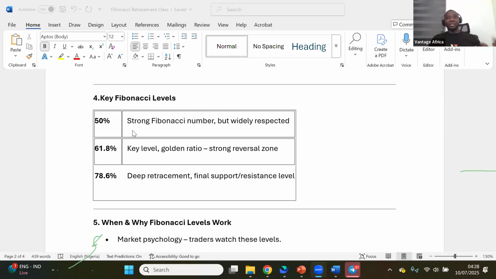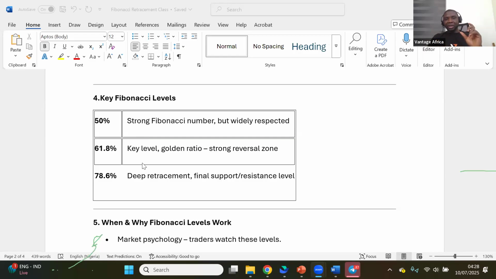Now, it doesn't reverse here all the time, like I mentioned in several instruments. You will see price reverse here somewhere around 70% of the time. For the 50% level, price reverses around it 50% of the time. But for 61.8, around 70% of the time, or a bit more, 75% of the time, price will reverse around the 61.8 level. So that's a key level you are watching.